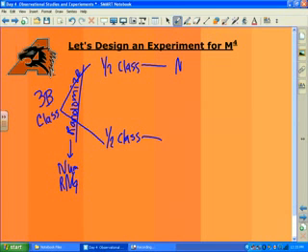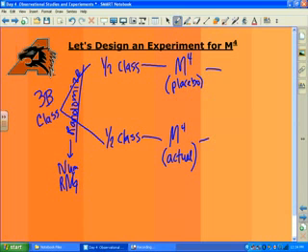Okay, good. I'm going to give the treatment. That's what it's called. So a group gets an M to the 4th, but you know what? It was really a placebo. Another group gets M to the 4th, and it was the actual treatment. Okay. Now what?